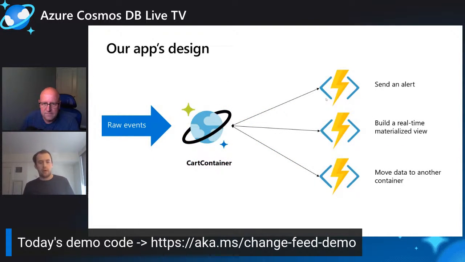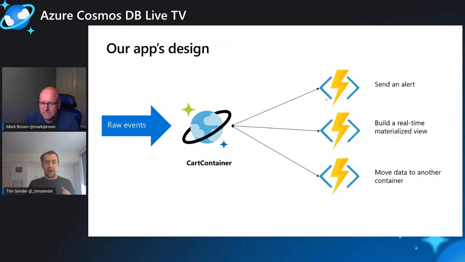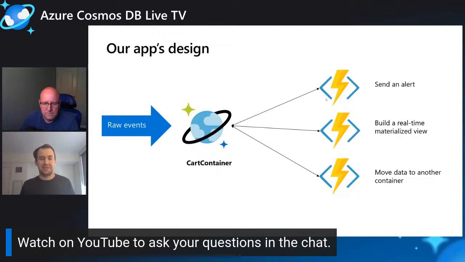So our app is basically going to use a cart container for ingestion. And then we're going to have different Azure functions subscribe to changes in the cart container. A buzzword I always hear is microservices architecture, right? Everybody loves the word microservices. Here, basically, each Azure function is a microservice, right?